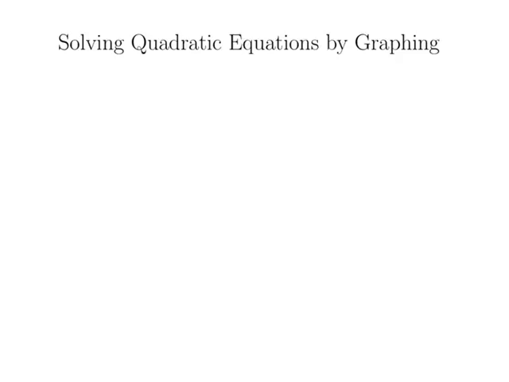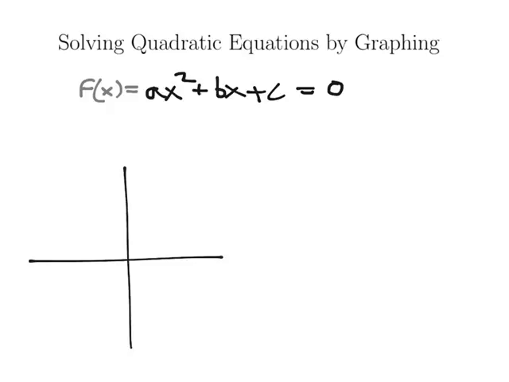This lesson is on solving quadratic equations by graphing. A quadratic equation is something of the form ax squared plus bx plus c, a quadratic function, is equal to 0. To solve this by graphing, we call that quadratic function a function of some variable x. We then proceed to graph the function, and the zeros are just whenever the y value is 0.